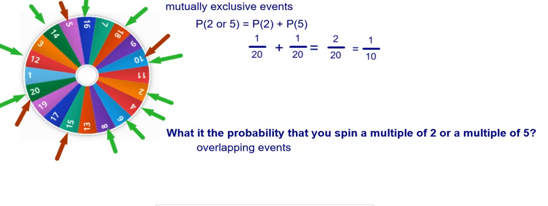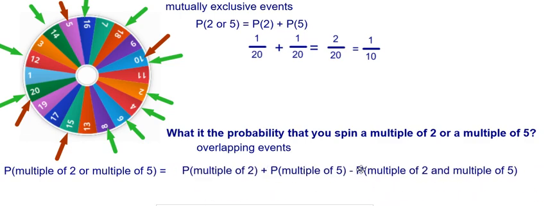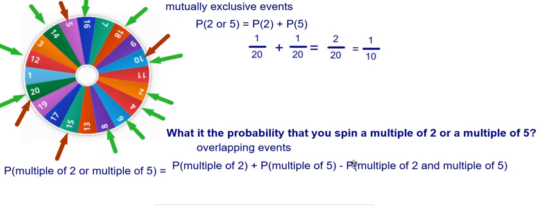So this time we have a little bit of a different problem. The probability of a multiple of 2 or a multiple of 5, we're going to use a little bit of a different equation. We're going to find the probability of a multiple of 2. We're going to add it to the probability of a multiple of 5. And then we're going to subtract the probabilities that they have in common.